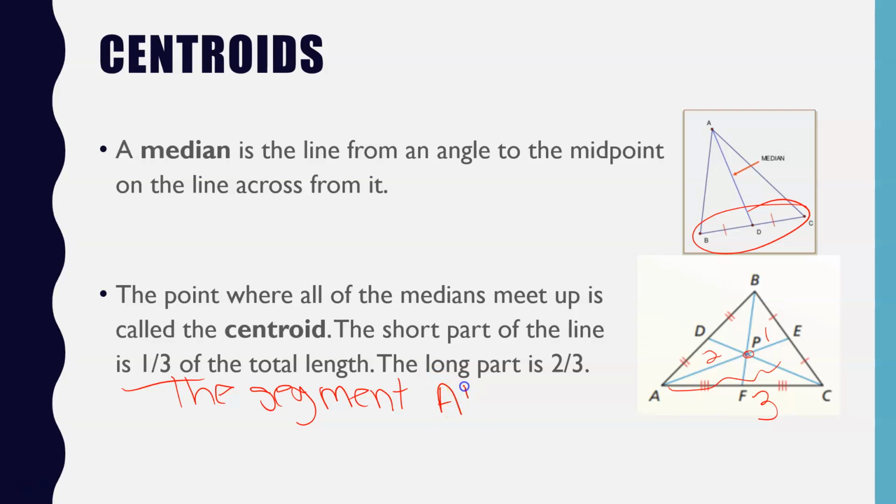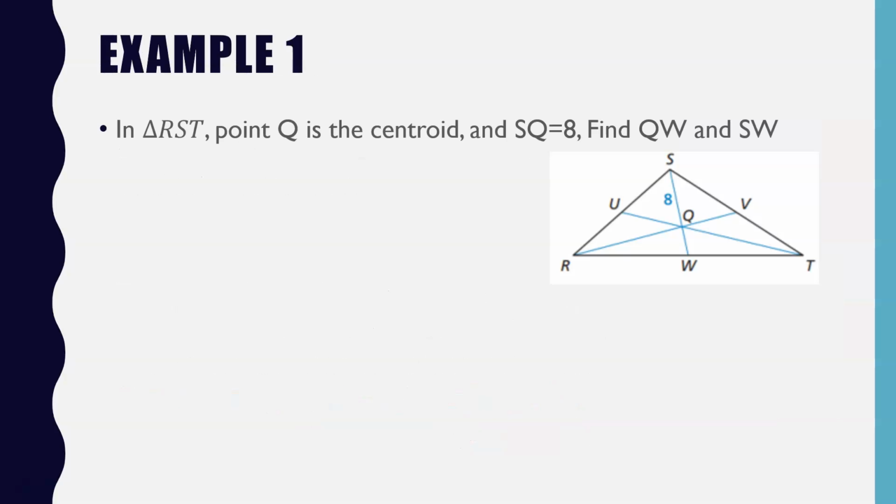So AP over PE has a 2-to-1 ratio. Okay. On example 1, it tells me SQ is 8 and wants me to find QW and SW. So I know SQ to QW has a 2-to-1 ratio. So if I knew that, and I actually know what SQ is, I can replace SQ with 8.